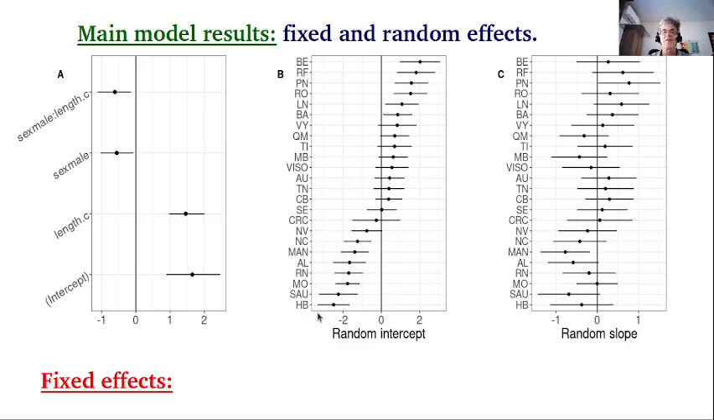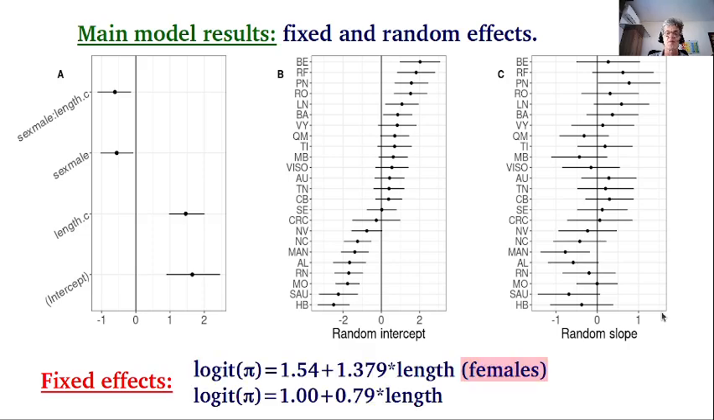Notice that the scale for the random intercepts goes roughly between minus 2.5 and plus 2.5, whereas the scale of the random slope is a lot smaller, in consonance with what was shown in the previous slide of the variance of the random intercepts and the random slopes. So here are the fixed effects, the actual relationship between the length and the logit of p, the probability of parasitism, for the females and for the males.